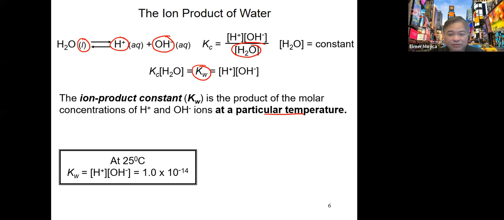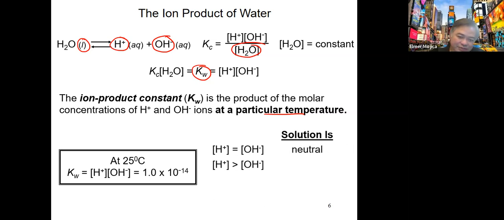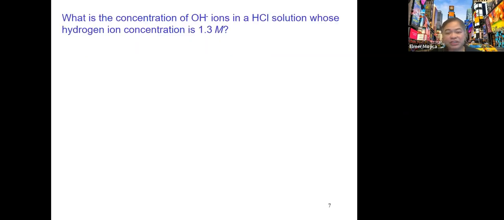At yung ratio or yung amount ng H plus sa OH minus, whenever one of the ions is present in greater amount, you can tell the nature of the solution. If they're equal, that's neutral. If the H plus is more than the hydroxide, that is acidic. And if the H plus is less than the hydroxide, we could say that is basic.